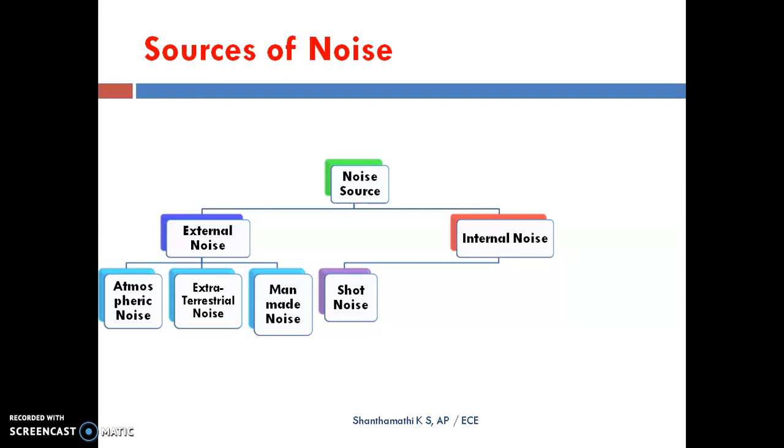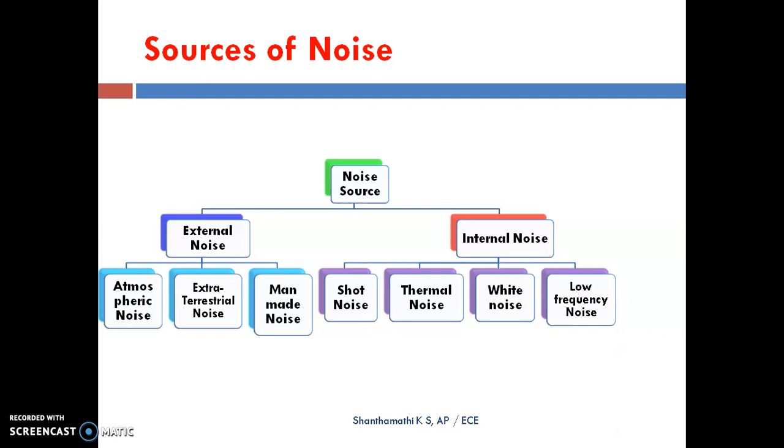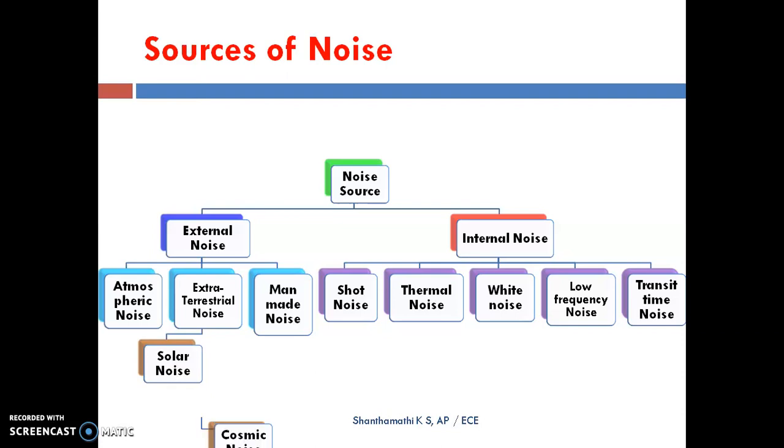Internal noise is again classified into 5 types. The first one is shot noise, second one is thermal noise, third one is white noise, next is low frequency noise and the last one is transit time noise. Coming to external noise, this extraterrestrial noise is again classified into 2 types: one is solar noise and the other one is cosmic noise.